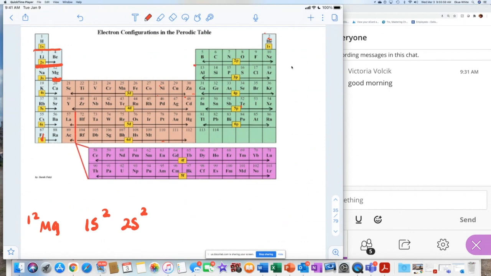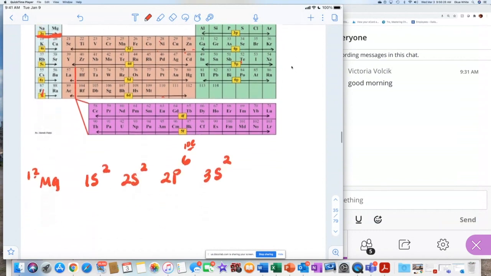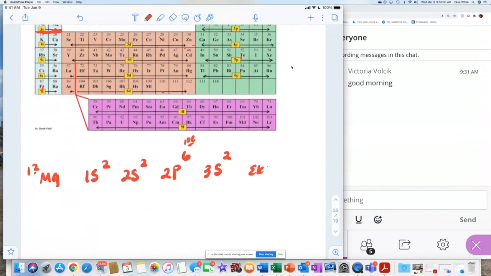Then I go 2 to the right, and I see 2p. And 2p can house 6 electrons, right? 1, 2, 3, 4, 5, 6. So in 2p, I put 6 electrons. When I check my progress, so far I have 10 electrons total. I still have 2 more. And when you're working on the configuration, you usually land on the element you're working on. So my last 2 will go in the 3s sublevel, and I place 2 there. Okay, so this is my regular electronic configuration.